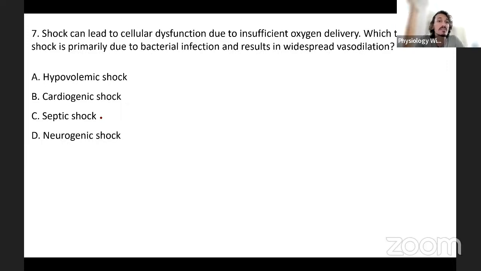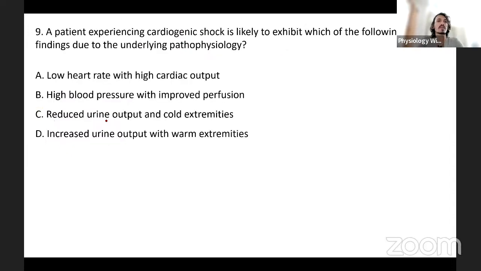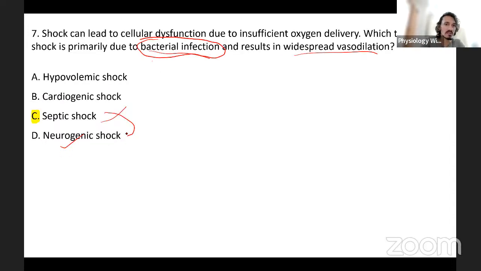Which type of shock is primarily due to bacterial infection, widespread vasodilation? So this is septic shock. Distributive shock could have also been neurogenic, but since they specifically mentioned that this is due to an infection, septic shock is the answer. Otherwise, you would have been confused between these two things if it was something to do with only this.